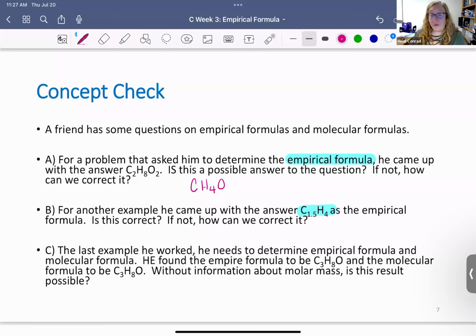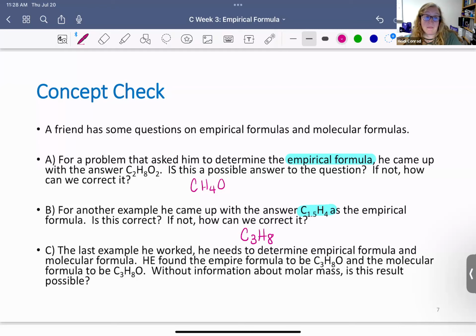So if I had C1.5 to H4, I would know I have to multiply through that to get to whole numbers. If I have a 0.5, I'm multiplying it by 2. 1.5 times 2 is C3. If I multiply one, I have to multiply the other one as well. So H8.